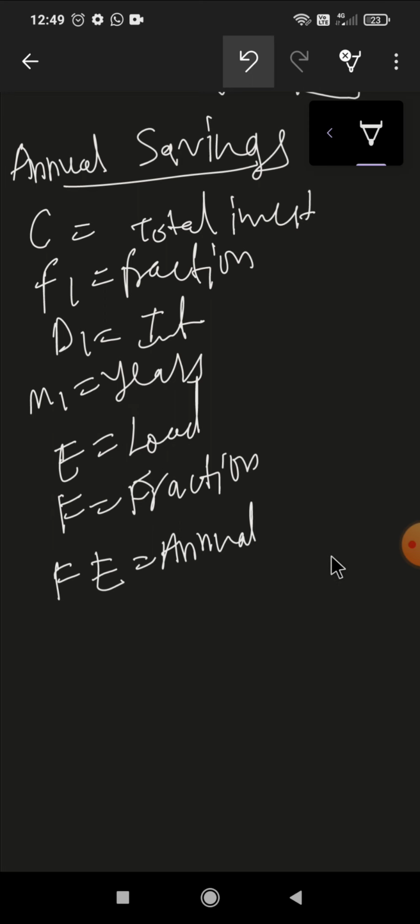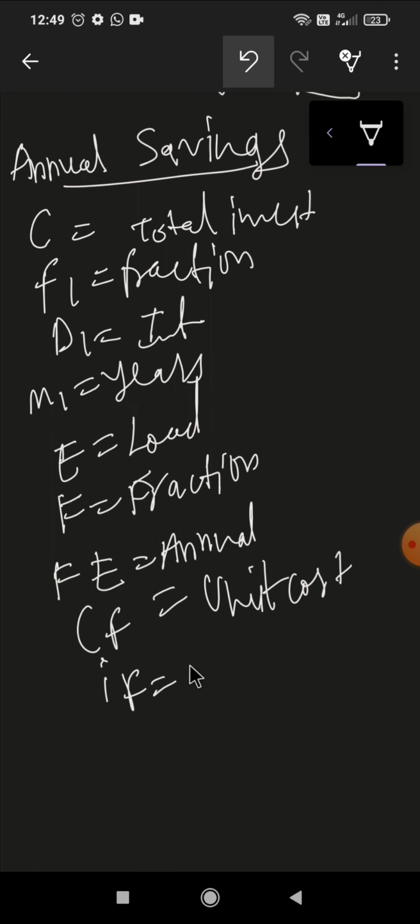So take the cost of this energy. CF is the unit cost of energy, and it increases at the rate of IF per year. So if it is increasing by IF per year, that is the rise in cost.